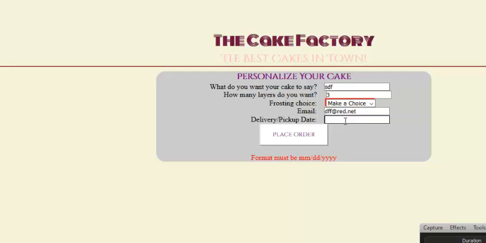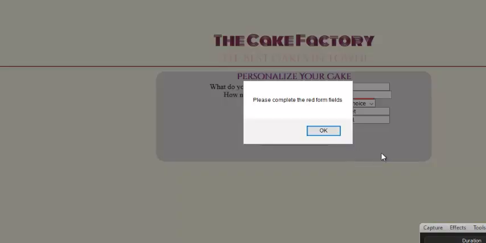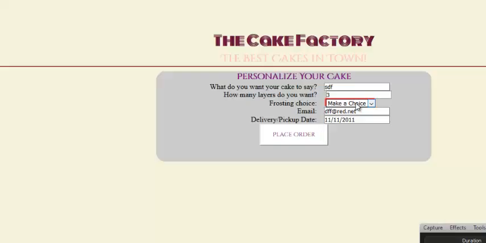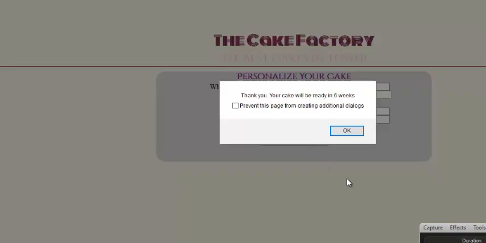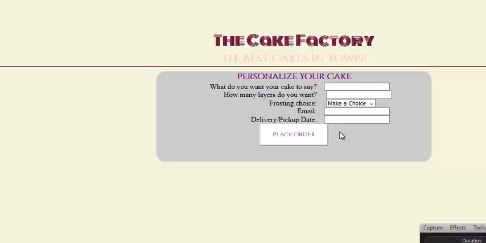I think I'm going to blow up there. See, good. I don't know, I think it's good. Strawberry, place order. Thank you, your cake will be ready in 6 weeks. Submit, everything's gone. And I think we've got some cool form validation going on.